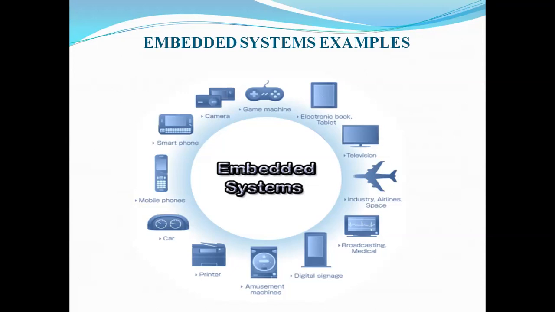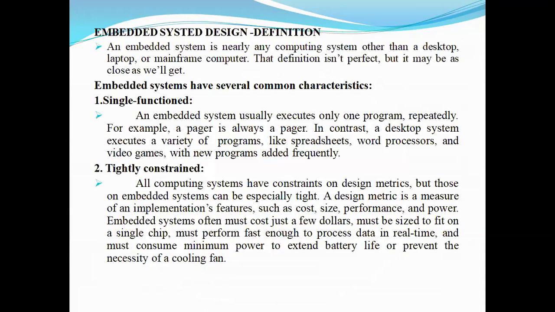So the next one is amusement machines and digital signage. We have already seen this in some government transport. In the transport, they display the source and destination through an LCD display. That is also an example of an embedded system. Likewise, digital still cameras, smartphones, mobile phones, cars, printers. These are all examples of embedded systems.